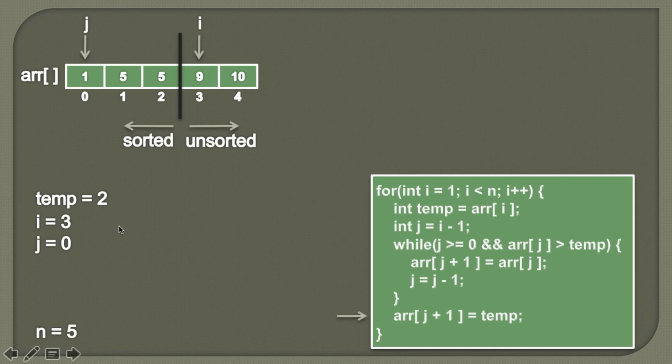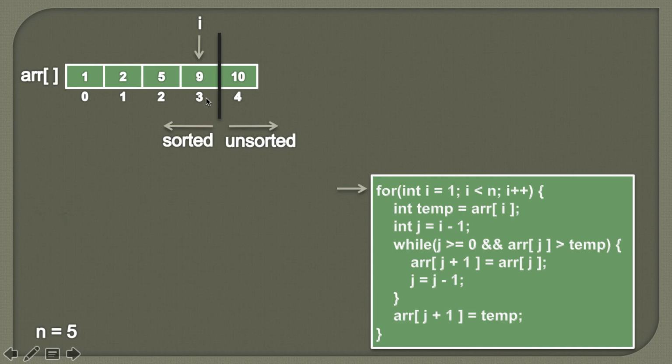And at the last step, as j is pointing to 0, we know that we need to store 2 after 1. So we simply store this temp value to j plus 1th index, which is the first index. So 2 comes here, which is actually 2's correct position. Now after this for loop ends, 1, 2, 5, 9 will become part of the sorted array. We'll simply increment i by 1. So i becomes 4.